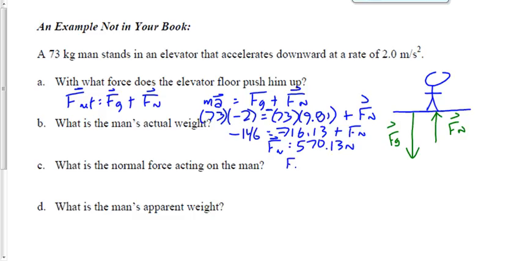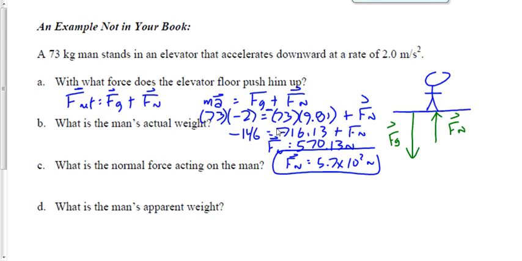Or the normal force would be 5.7 times 10 to the 2 for significant figures. That's how hard the elevator floor pushes up on him as he accelerates downward at 2 meters per second squared. What's the man's actual weight? How heavy is he really? How did we define weight or actual weight or real weight?